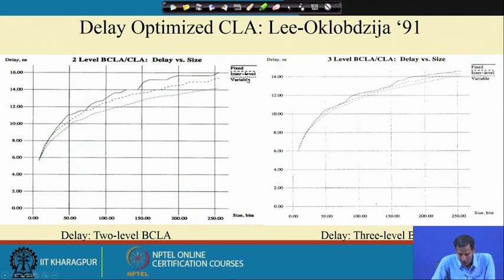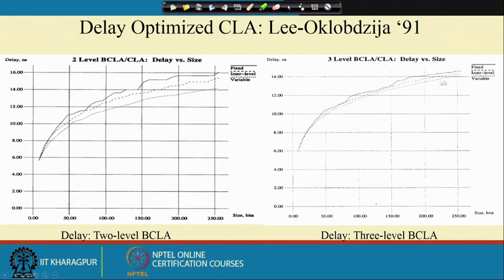And if I follow this dotted one, these are the variables. It can be variable size groups, or fixed groups variable size, or fixed groups variable levels. Okay. So, the 4 architectures, the 4 topologies we have seen, any from that is a variable one. In that case it follows a lesser delay. This is for 2 level CLA design.